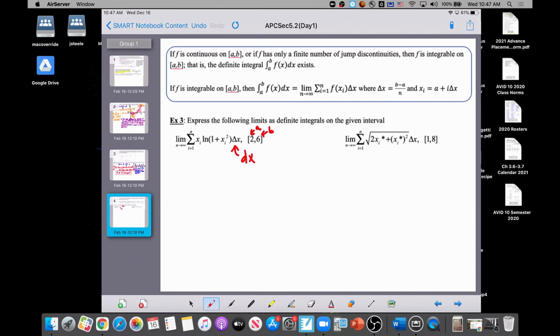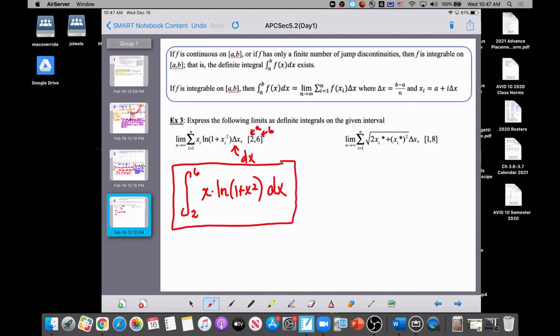So if we're going to write this in integral notation, we need our integral symbol, our limits of integration, our function x, sorry, I forgot the x, times ln of 1 plus x squared. There's our function. And then don't forget, you always need that dx to represent that base of the rectangles, or that delta x, okay? So this is how we can rewrite this function in integral notation.